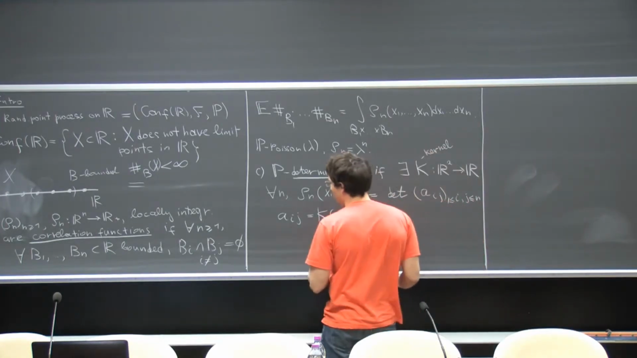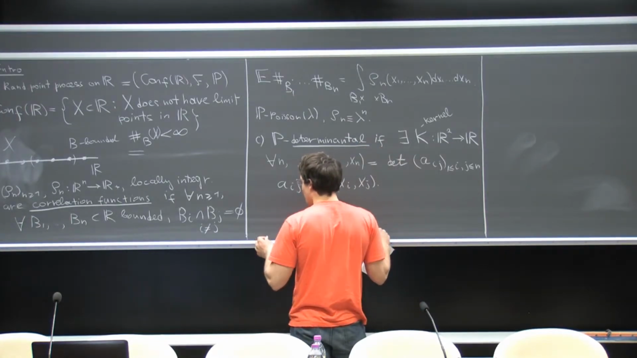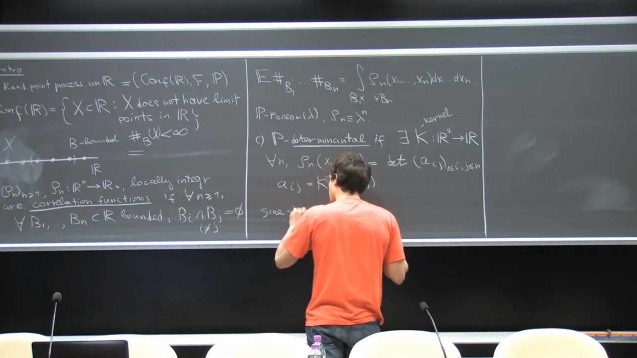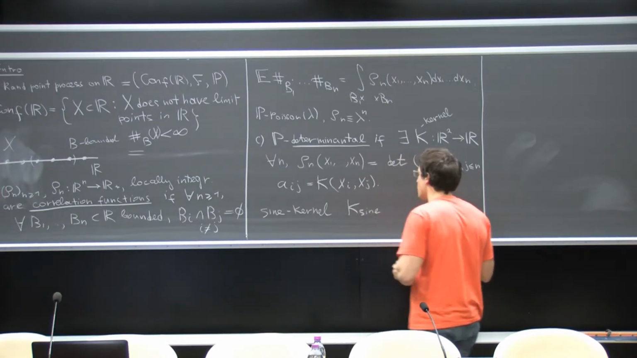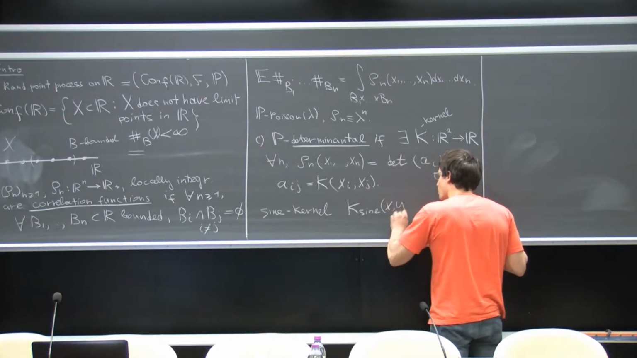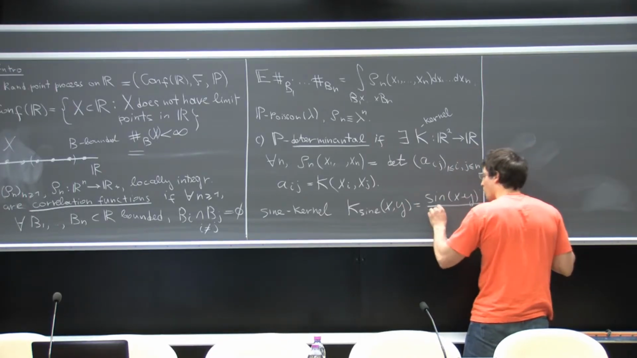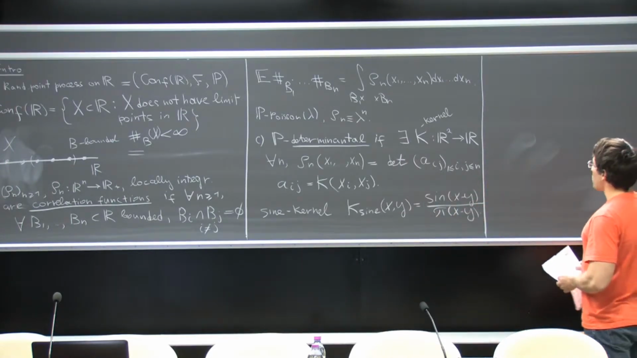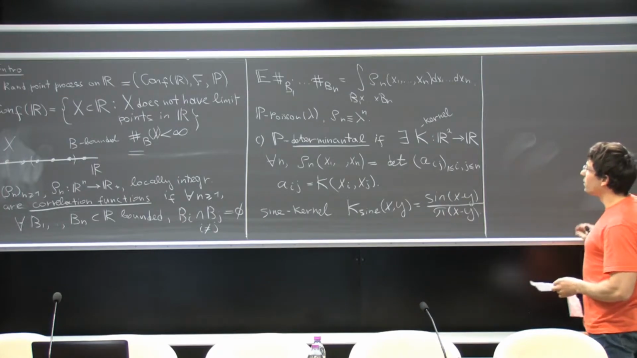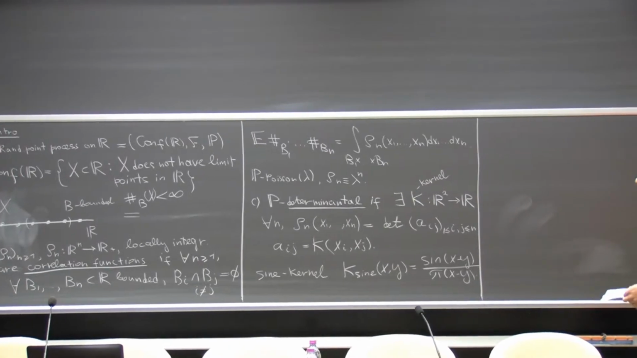One of the most important examples, the best known of determinantal processes, is the so-called sine process, which is given by the sine kernel K_sine(x,y), which is just sin(x−y) over π(x−y). So from the first point of view, determinantal processes and the sine process are something very special.